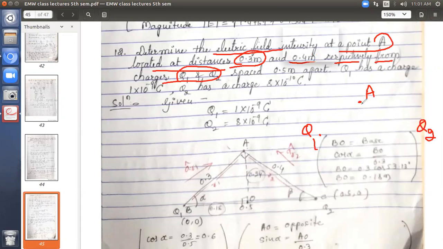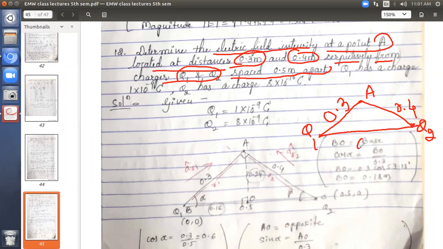From the given data, the distance between point A and Q1 is 0.3, and the distance of this point A to Q2 is 0.4. This is given, and the charges are spaced 0.5 meters apart. So this distance between the two charges is 0.5 meters, and the two charges, they have given you the magnitudes of the charges.